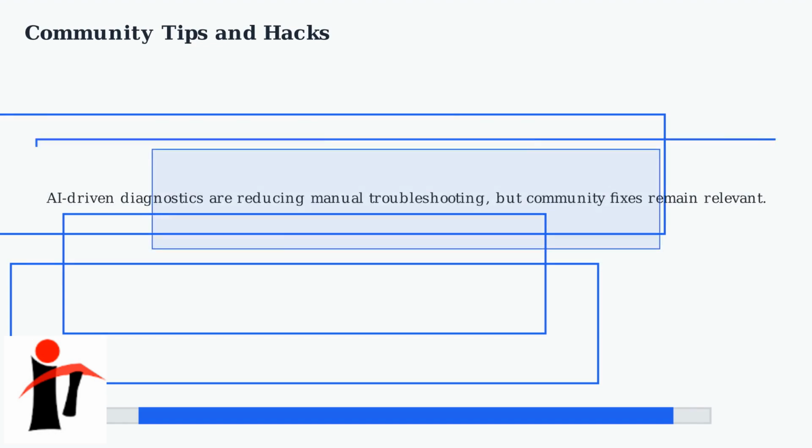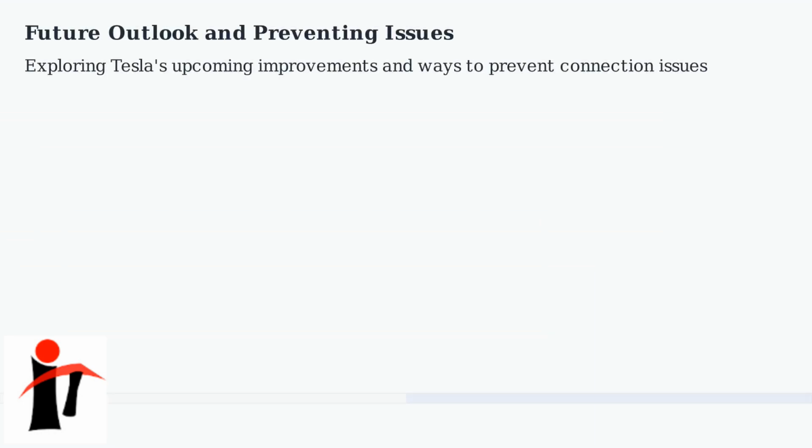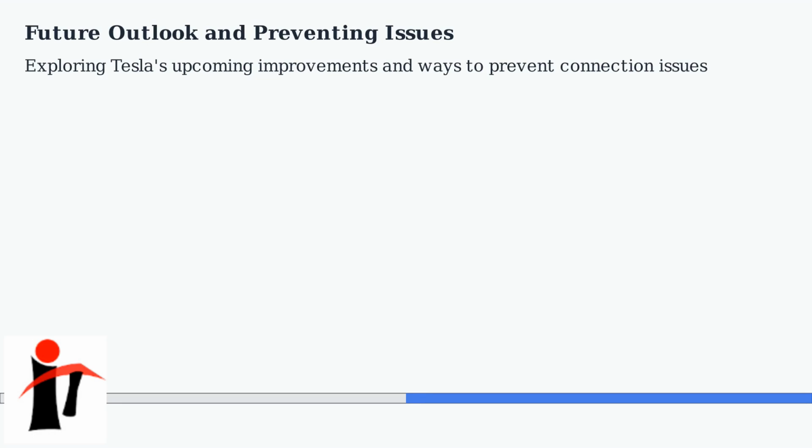User surveys show that AI-driven diagnostics are becoming more common, helping reduce manual troubleshooting. However, community fixes will continue to be valuable. Looking ahead to the future of Tesla app connectivity, Tesla is planning significant improvements through 5G optimizations and edge computing. These advancements could reduce connection failures by up to 50% by 2026.